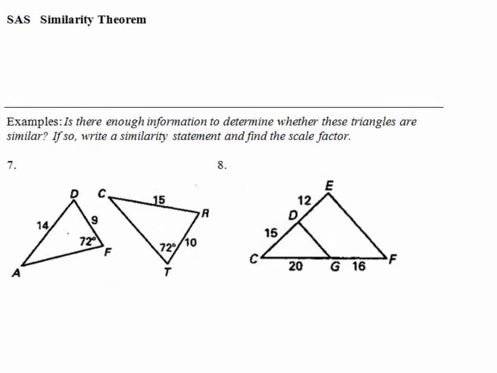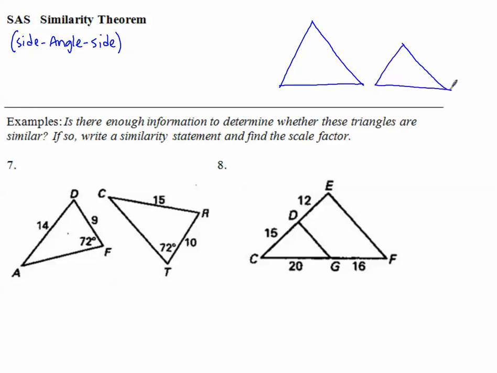Our last shortcut is a combination of the two, the side angle side similarity theorem, SAS for short. That's a combination of the two. So in our picture, what we want to show is two pairs of sides that are proportional.